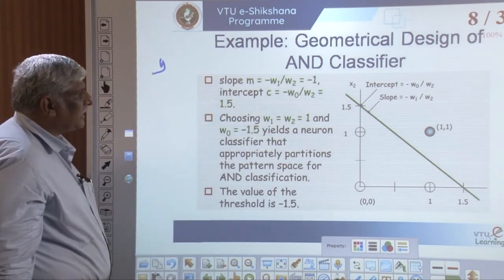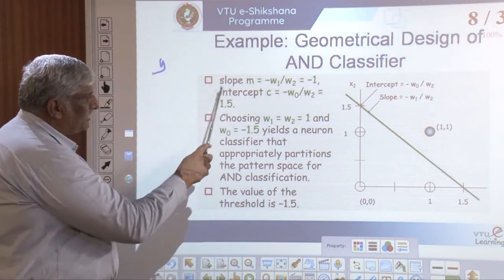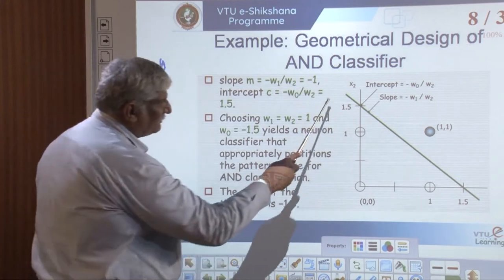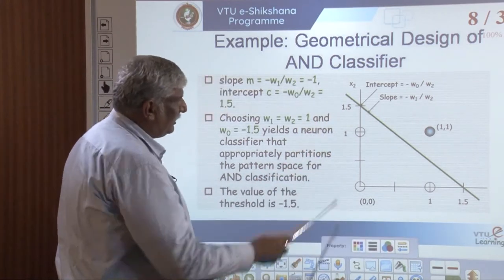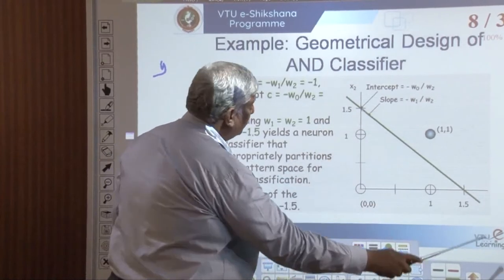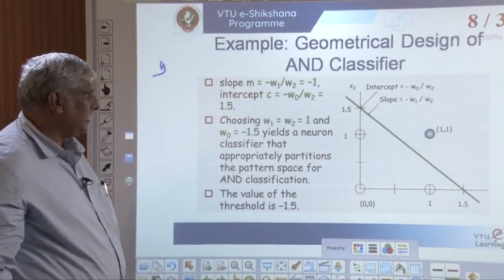So in this case what is going to be the slope? M is equal to minus w1 divided by w2, which is equal to minus 1. So it is actually a negative slope with the value 1. Here again it is going to be 1.5, and here again it is going to be 1.5. So the slope value is going to be minus 1, it is decrementing, that is fine.